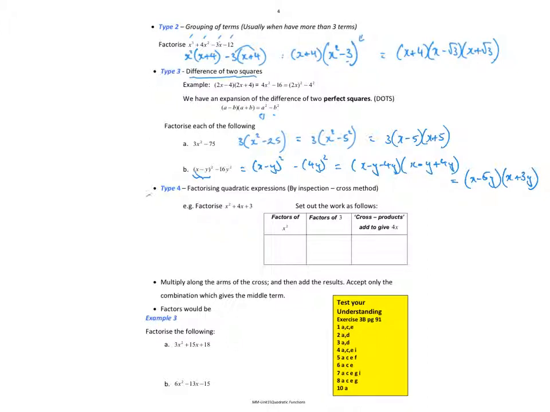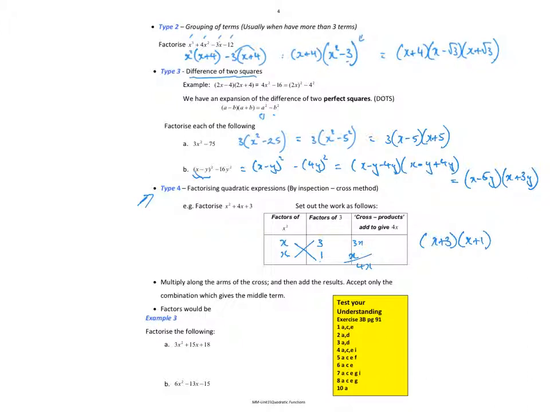Now factorising quadratic expressions is what we typically learned last year. So the cross method: the factors of x squared are x and x. The factors of 3 are just 3 and 1. Remember, we aim to come up with a cross that gives me 4x. In this case, it's not going to matter the order. X times 1 is x, x times 3 is 3x. If I add them up, I get 4x, which is the middle term. So that factors to x plus 3, x plus 1.